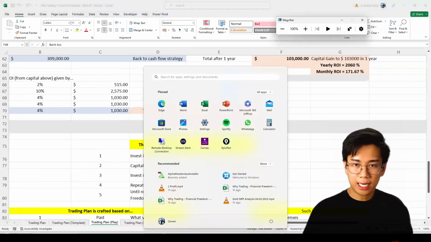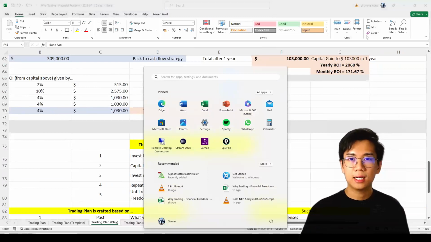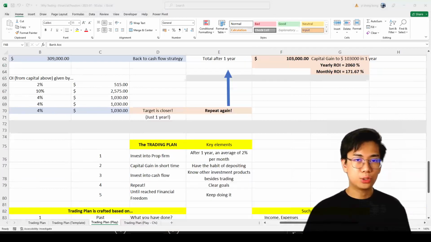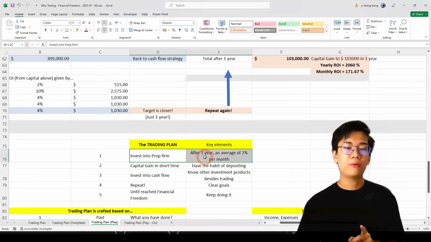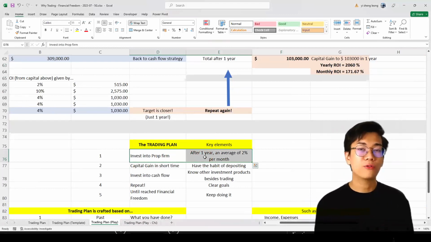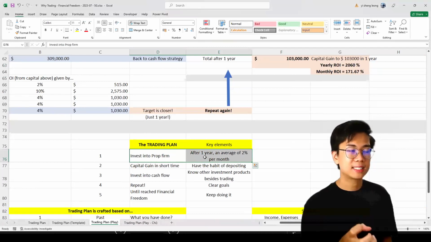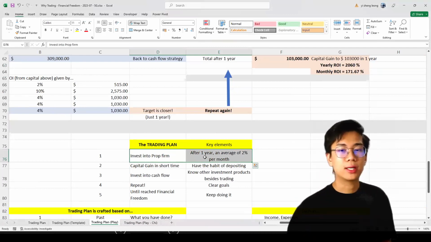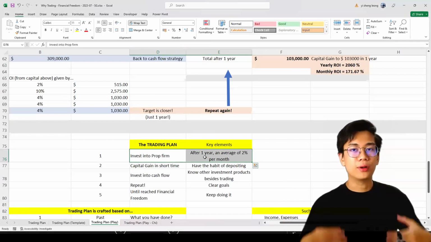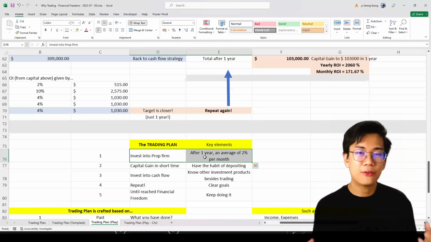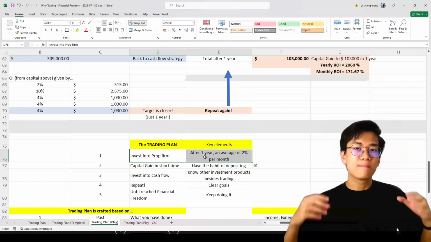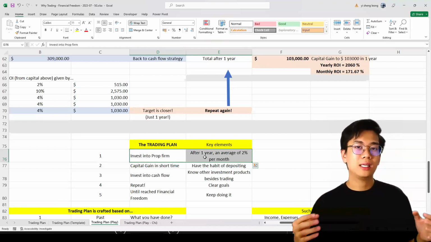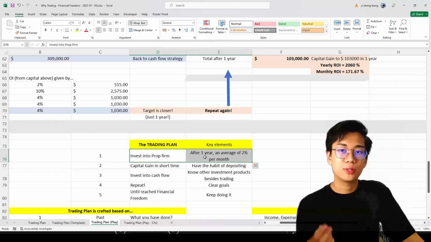Now, everything that I mentioned here is what I call a trading plan. A trading plan is to clearly lay out what you want to do. When we do trading, we get started with a prop firm. A prop firm is where an investor invests in a trader to do the trades. And on a yearly basis, the monthly average is about 2%. You trade with a huge capital, and because the capital is huge, the small percentage will be meaningful to you.